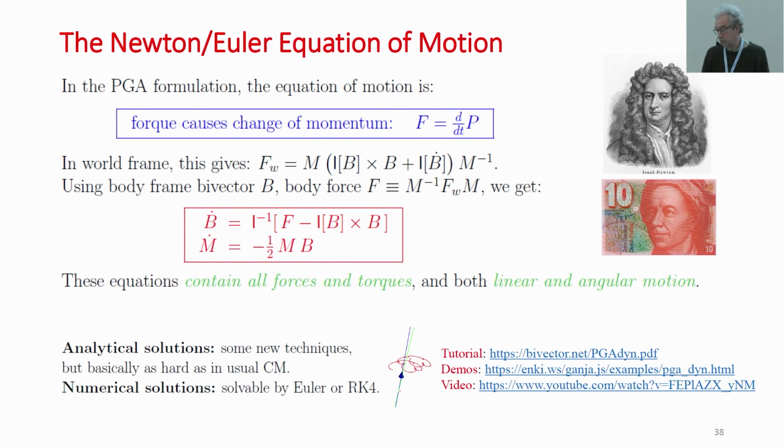A fork, a combination of forces and torque, causes a change of momentum. The momentum contains the linear and the angular momentum. This is the equation we need. The P was that thing that we had, which was the I of B.